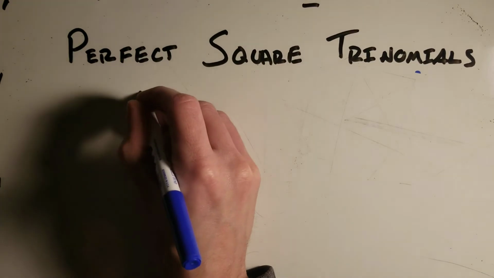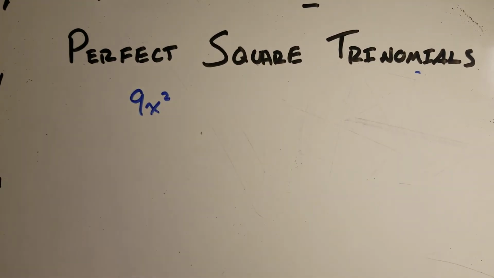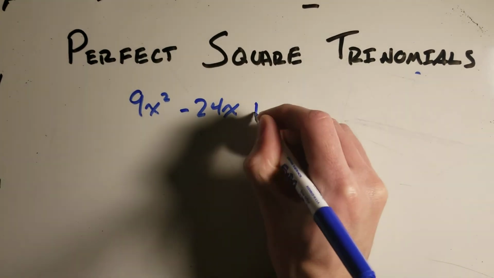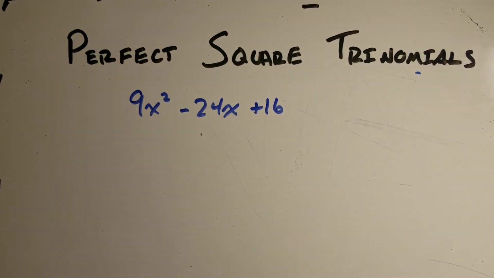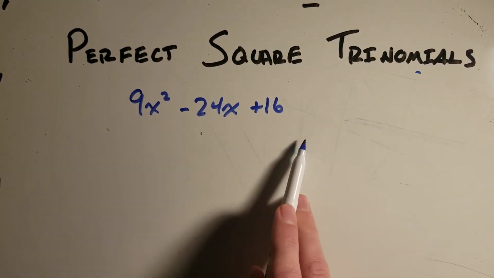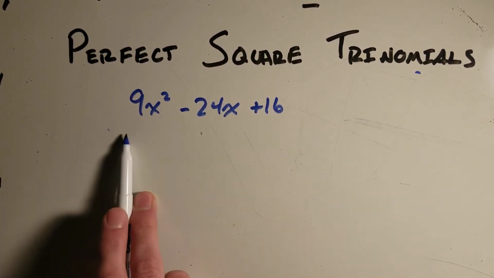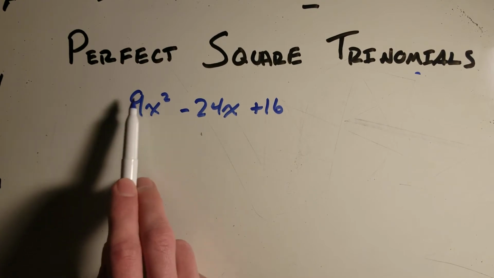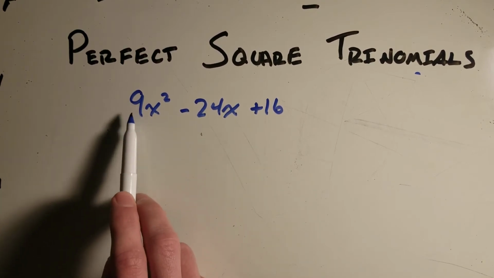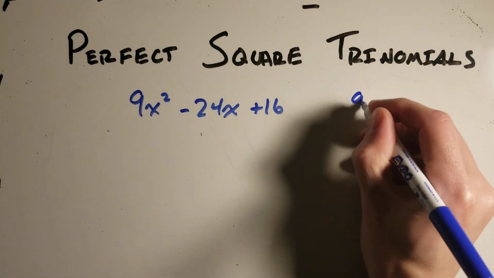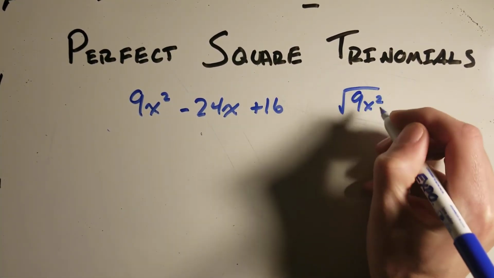We have 9x squared minus 24x plus 16. So again, no GCF, clearly not a difference of squares. It is a trinomial, but we only know how to factor when we have a leading coefficient of 1 so far, so we need to check to see if it's a perfect square. And to check to see if it's a perfect square, can we take the square root of 9x squared?